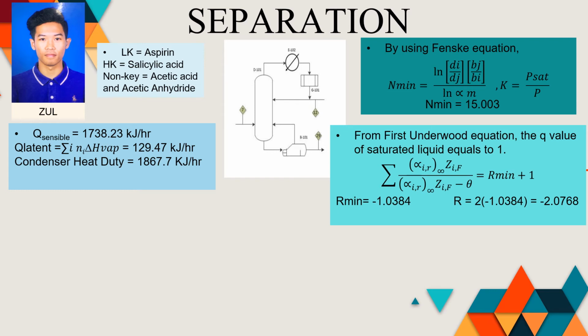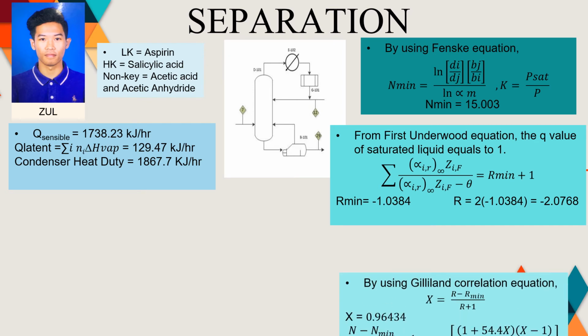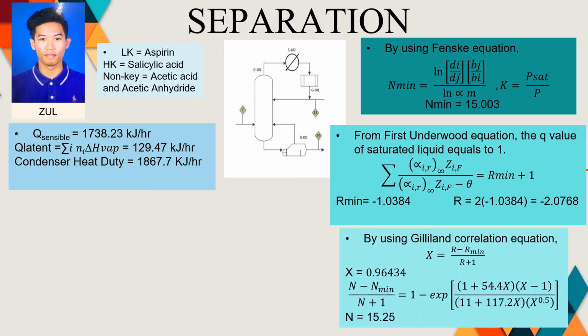1.0384. With the ratio of 1 to 2, the actual reflux is 2.0768. By using the Gilliland correlation equation, we can find the actual number of stages. The actual number of stages is 15.25.